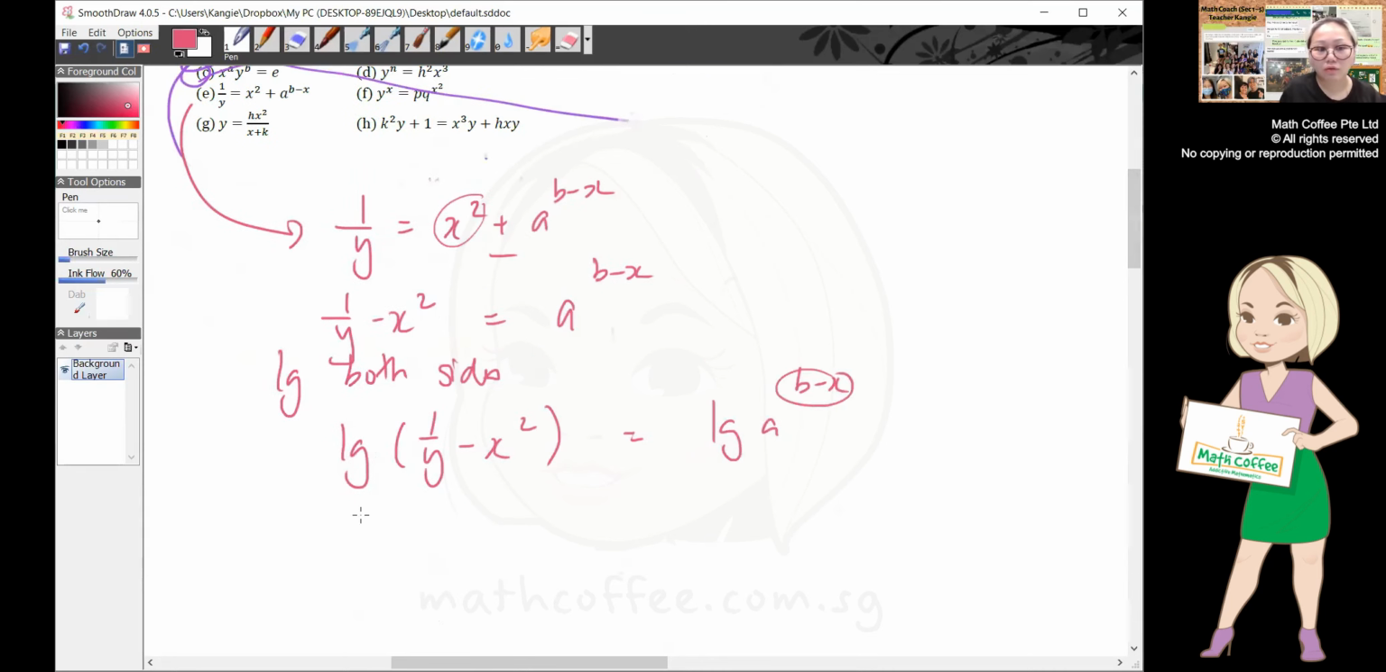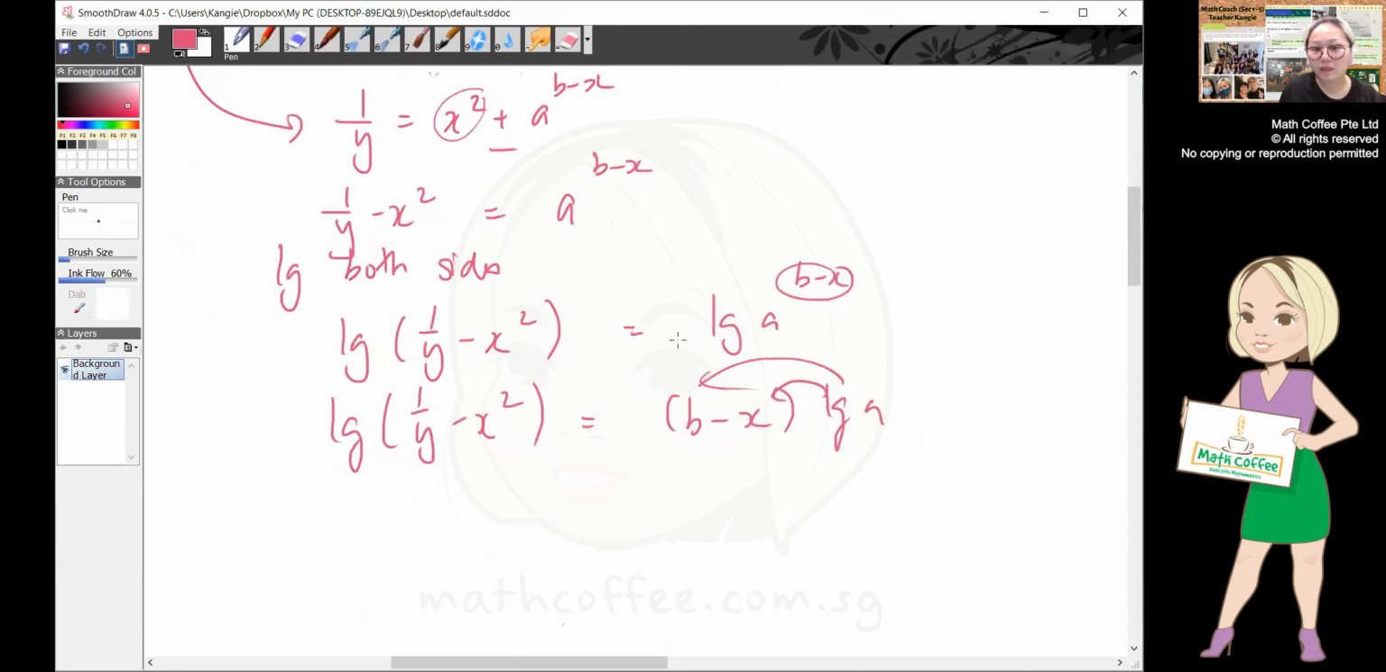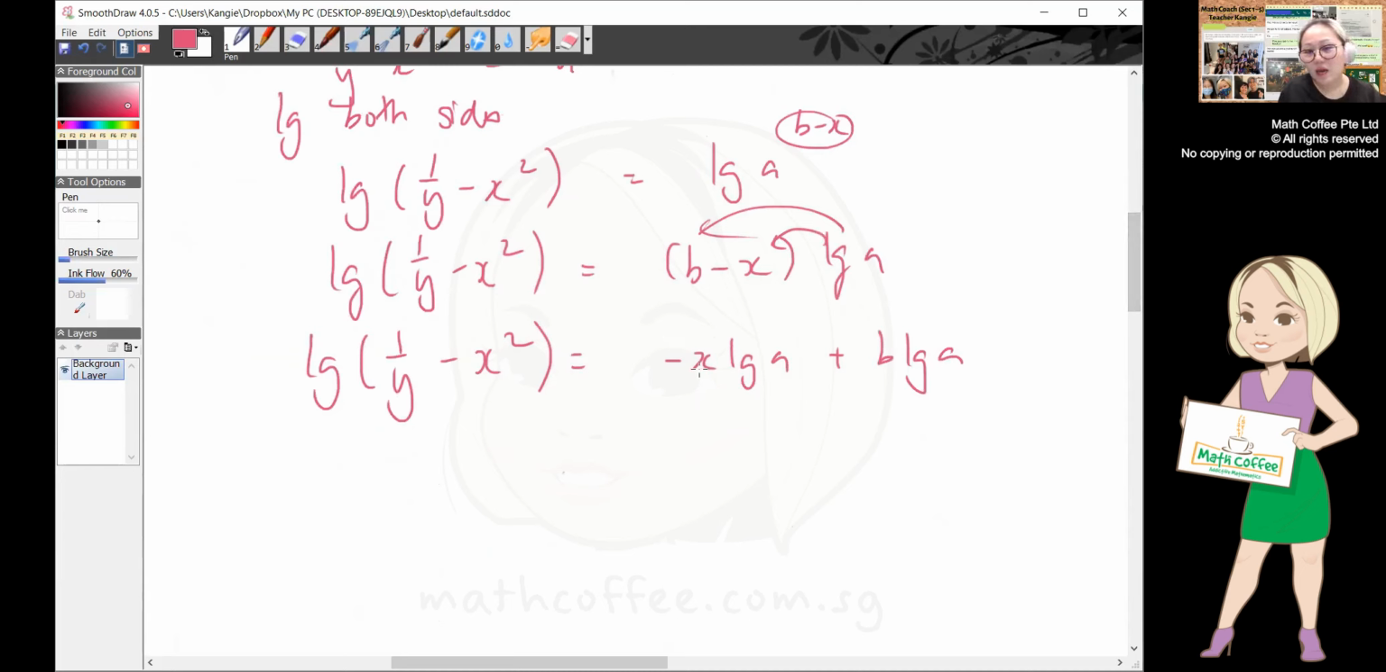Power law, bring it down. So this one still remains, nothing changed. This one becomes b minus x and log a. And this you can just expand like that. So it becomes log 1 over y minus x squared equals to, I'm going to shift this one, minus x log a plus b log a. So in this case, by right, usually the x has to be put on the right hand side, but if I put the x on the right hand side, it looks very ugly. So I just leave it in this form.